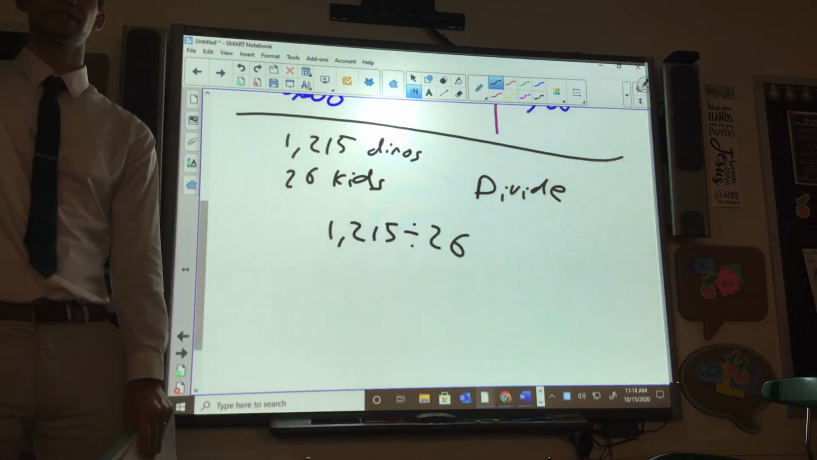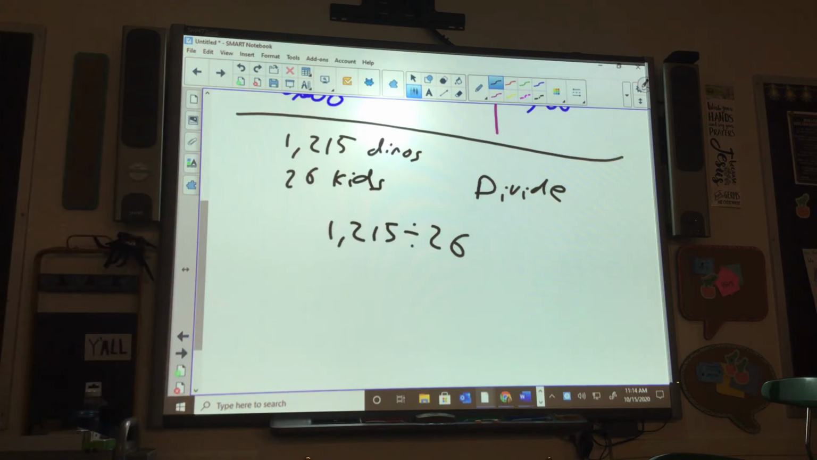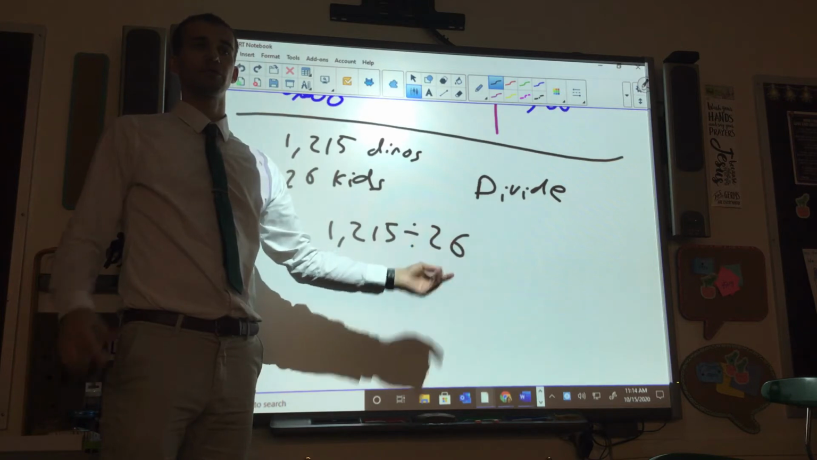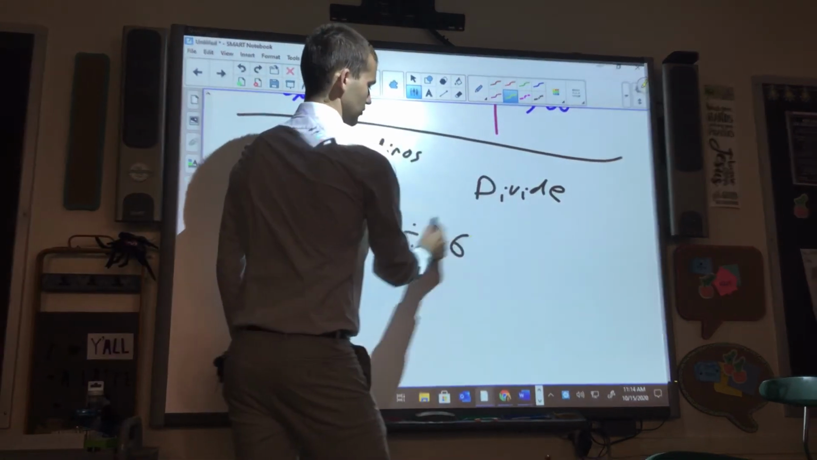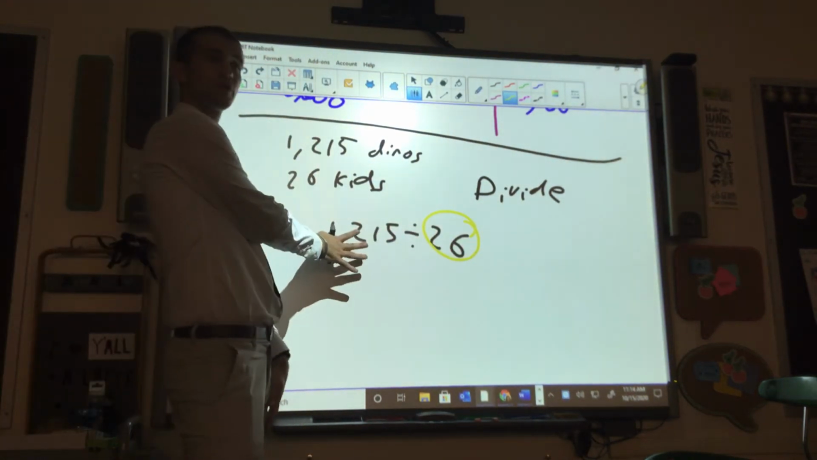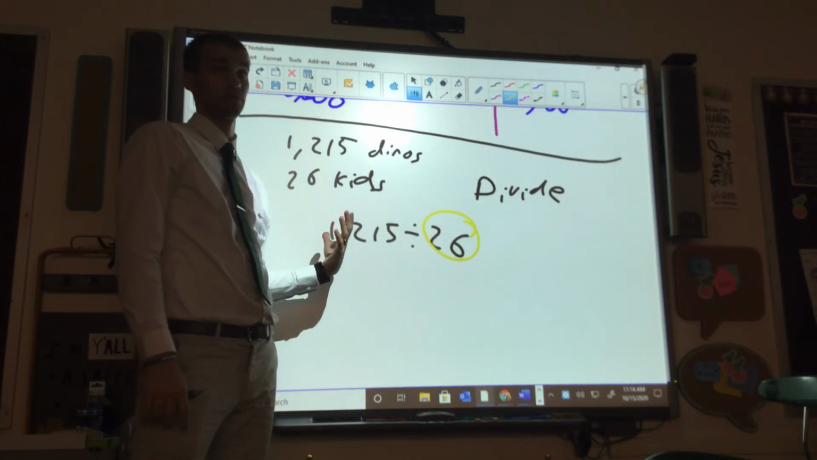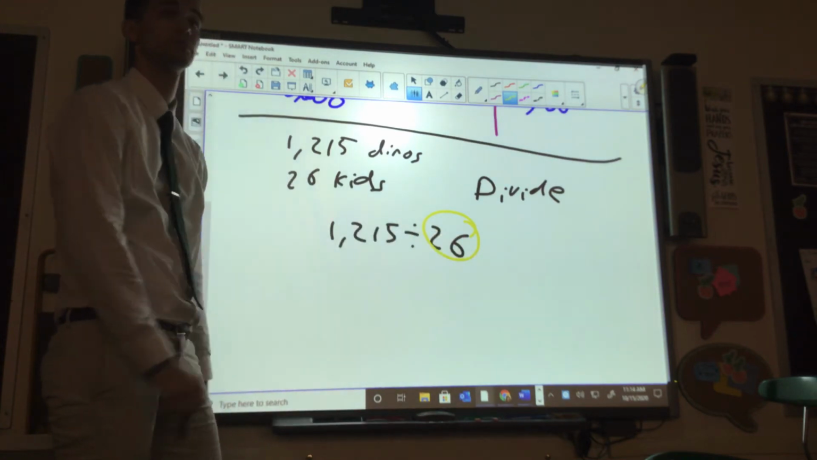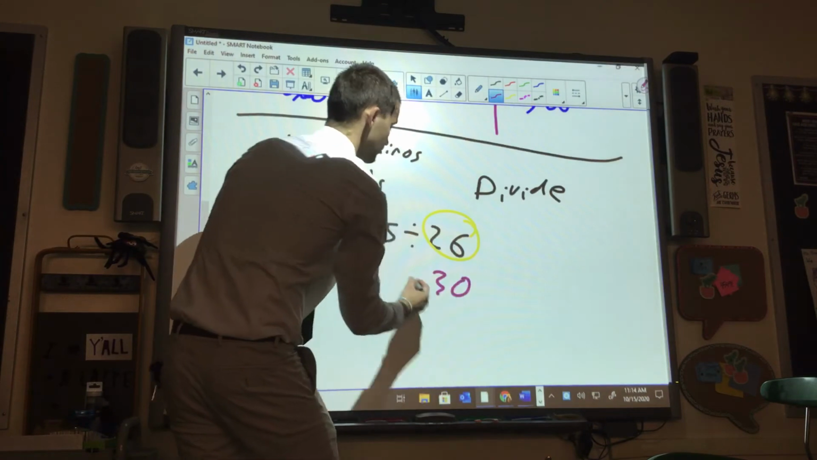So I have to use my estimation knowledge to say, hey, how can I estimate to make this easier on me? Well, first of all, I know I'm going to estimate the smaller number first. Because that number is going to have to go into whatever this is. If I round this to 1,000 and 26 doesn't go into something close to 1,000, then I'm in big trouble. So I'm going to estimate this first. 26 rounds to 30.